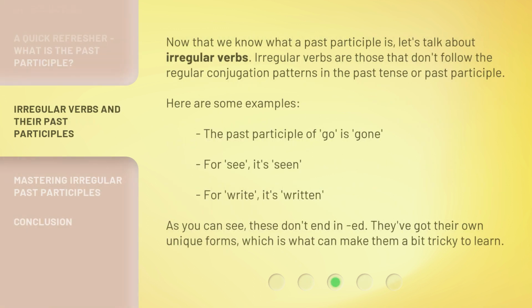Now that we know what a past participle is, let's talk about irregular verbs. Irregular verbs are those that don't follow the regular conjugation patterns in the past tense or past participle. Here are some examples. The past participle of go is gone. For see, it's seen. For write, it's written. As you can see, these don't end in ed. They've got their own unique forms, which is what can make them a bit tricky to learn.